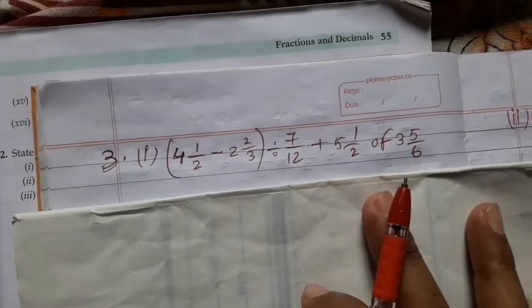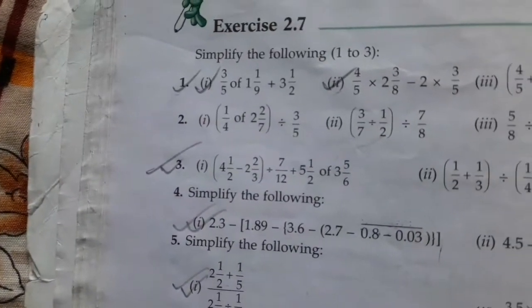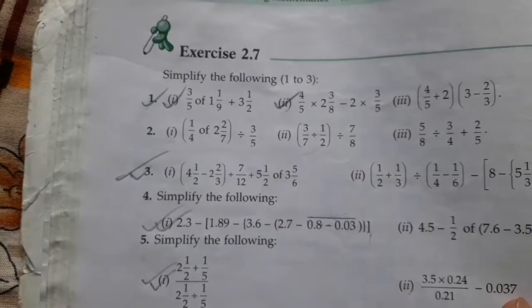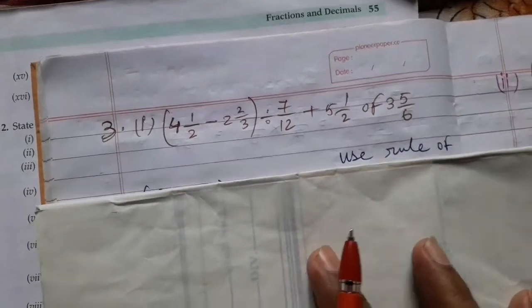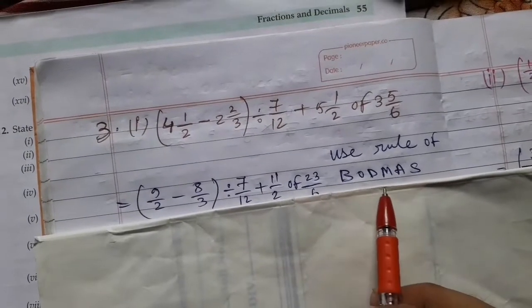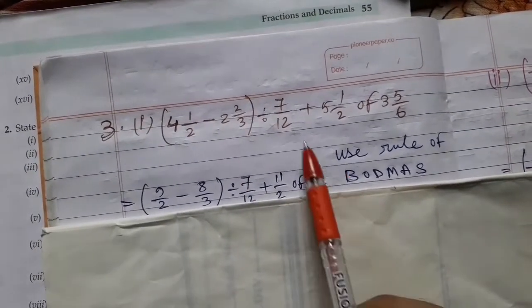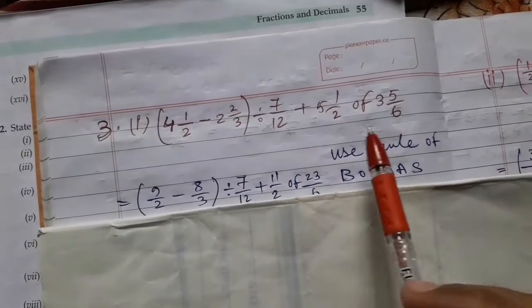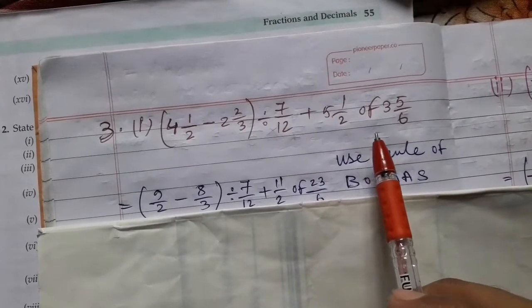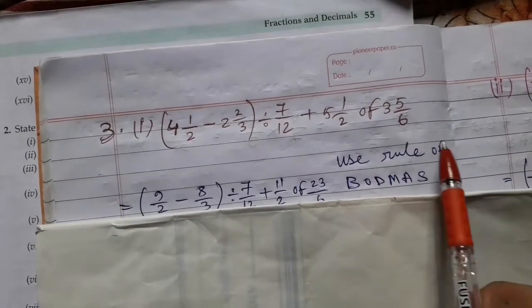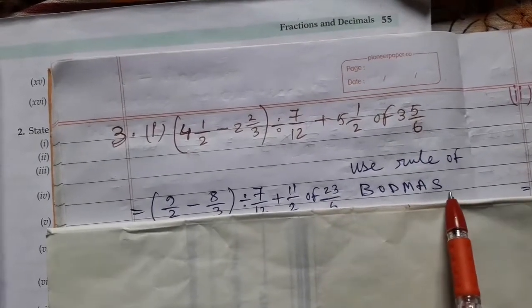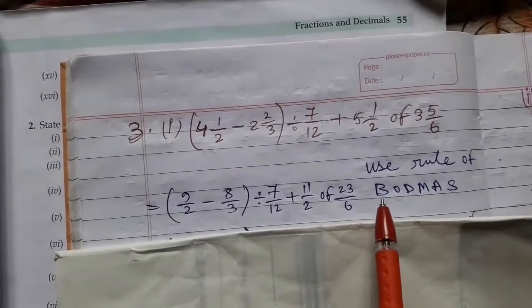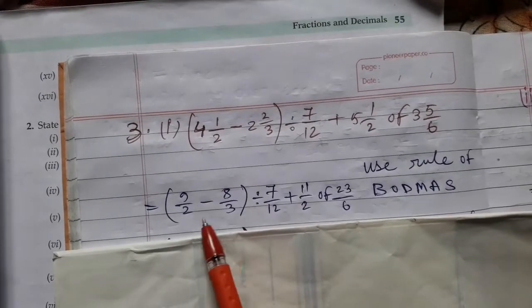Next question is 3.1. As it is, simplify the following. Use the rule of BODMAS. First of all, bracket means common bracket, curly bracket, rectangular bracket, then of, divide, multiplication, addition, subtraction. Bracket means common bracket. First of all, work this common bracket.